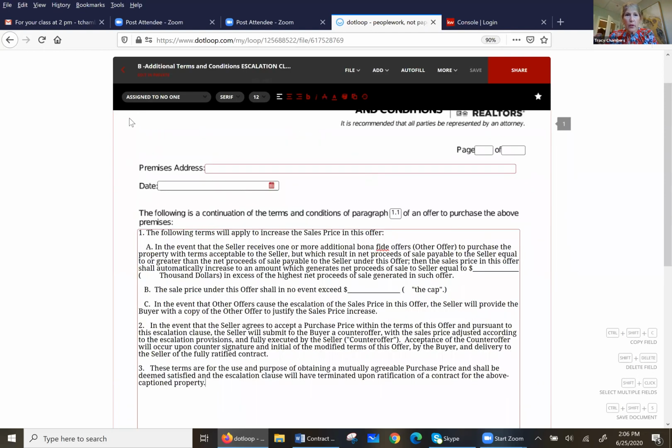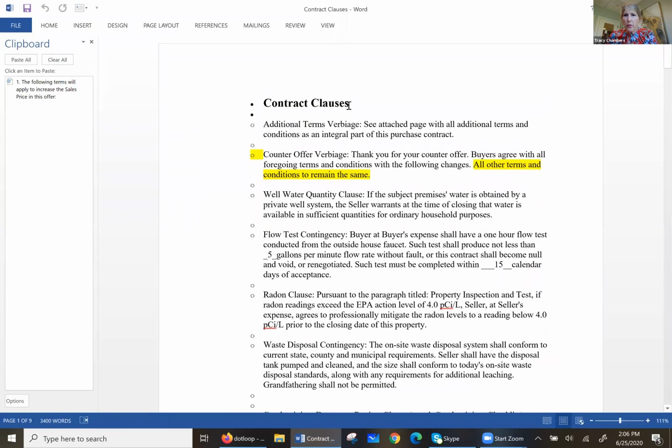Okay, so let's go to our clauses. All right, so move this over. I'm just going to go through, and Lisa and I were talking before Barbara and Marcia got on, some of these clauses are old, but you might still see them. So we're basically going to go through some of them and then just discuss what they are.